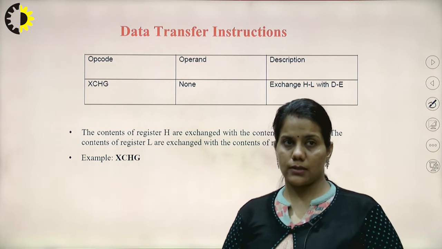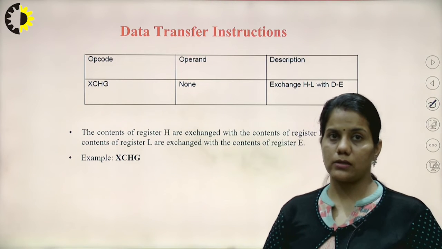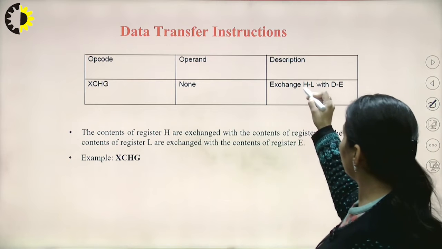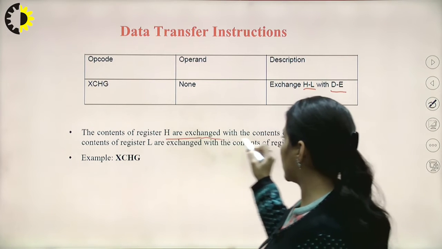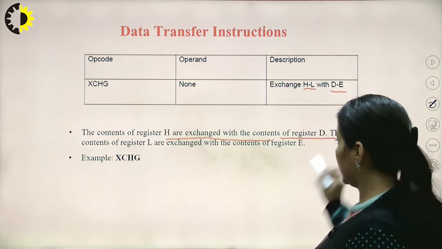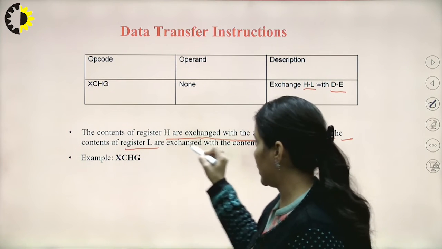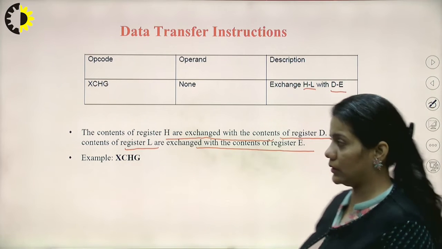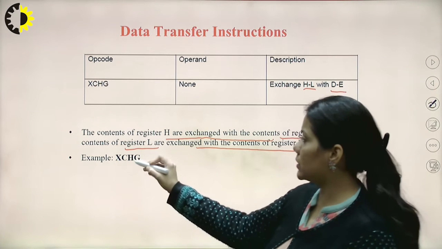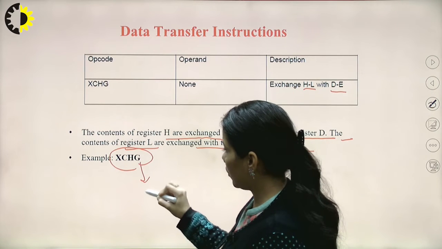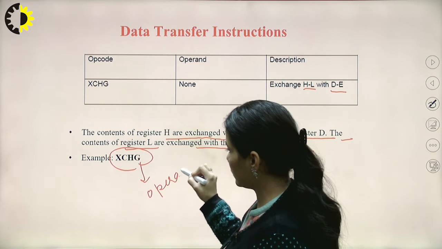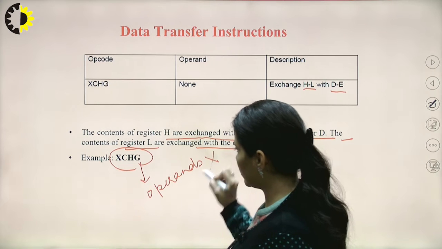Next is XCHG. It will exchange the contents of HL register pair with the DE register pair. So the contents of H are exchanged with the contents of register D, and the contents of register L are exchanged with the contents of register E. In this instruction, the operands are not given. Yes, we can see that operands are not specified.